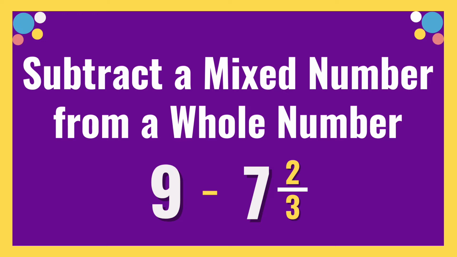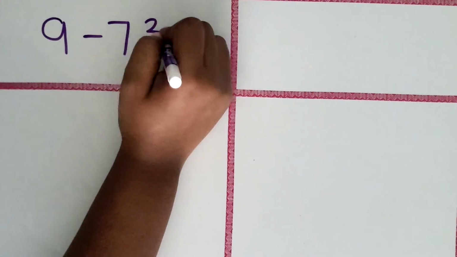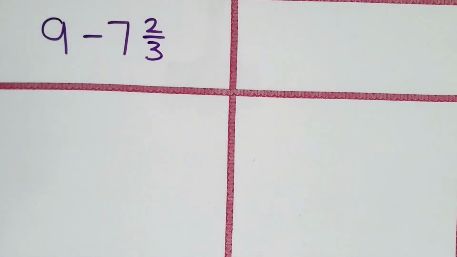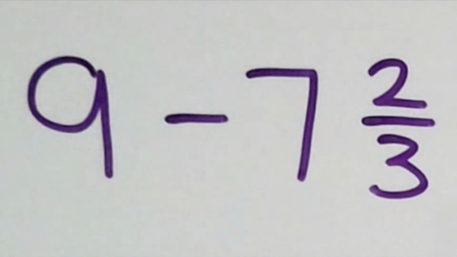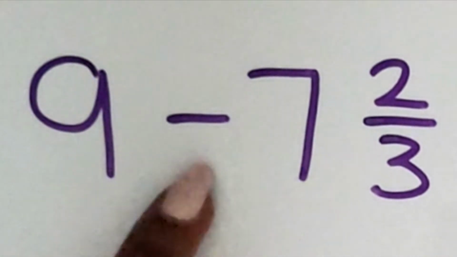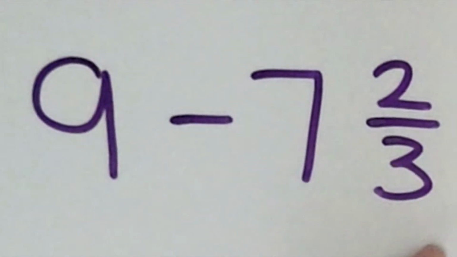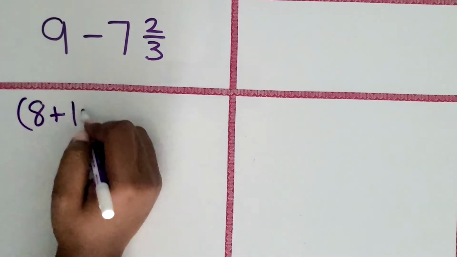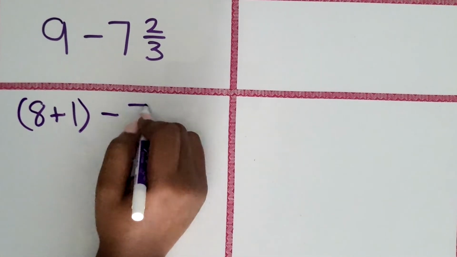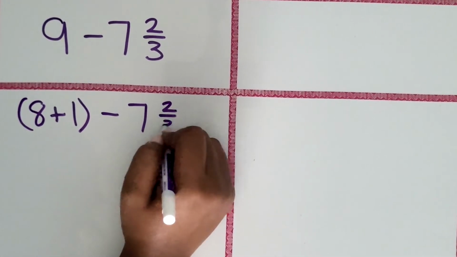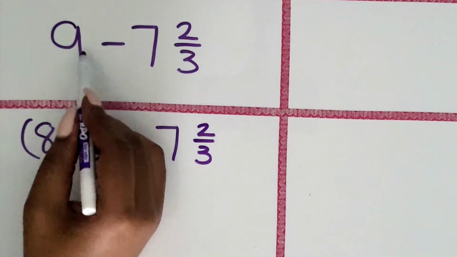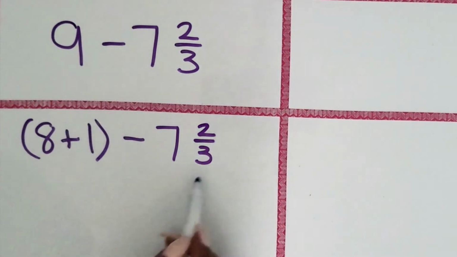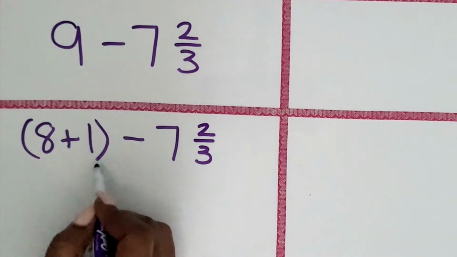In this next example, again, we're starting with a whole number and we're subtracting a mixed number this time. So that's a fraction and a whole combined. So we have 9 wholes minus 7 2/3. So again, instead of thinking of it as 9, let's think of it as 8 and 1 minus 7 2/3. Then we can take that 1 whole and turn it into a fraction.